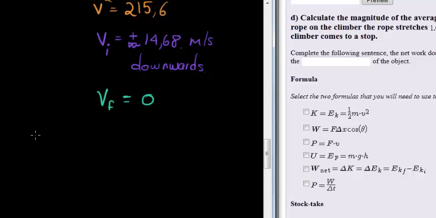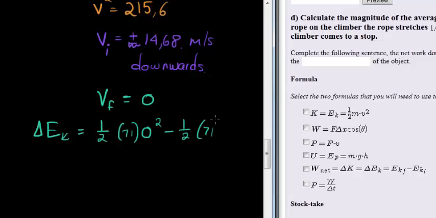In other words, we can calculate the change in the kinetic energy because we have future velocity and initial velocity. Change in kinetic energy is the kinetic energy in the future, that's a half mass, 71, times future velocity squared, minus a half mass times initial velocity squared, 14.68 squared.